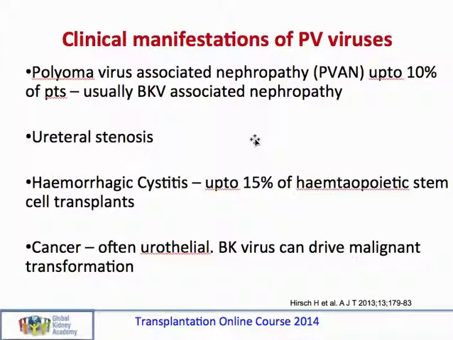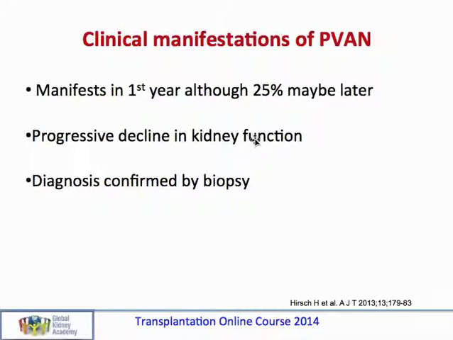So what are the clinical manifestations? Well, the clinical manifestations of BK nephropathy are usually an elevation in serum creatinine, so a decline in graft function. So polyoma virus-associated nephropathy can affect up to 10% of patients. You can also get ureteral stenosis. You can get hemorrhagic cystitis, usually seen in bone marrow transplantation. And there are associations with cancer, with urothelial cancer. So BK viruses can drive malignant transformation within the cells. It usually manifests in the first year, but maybe later. And as I said, it's characterised by this progressive decline in kidney function, and it's confirmed by biopsy.